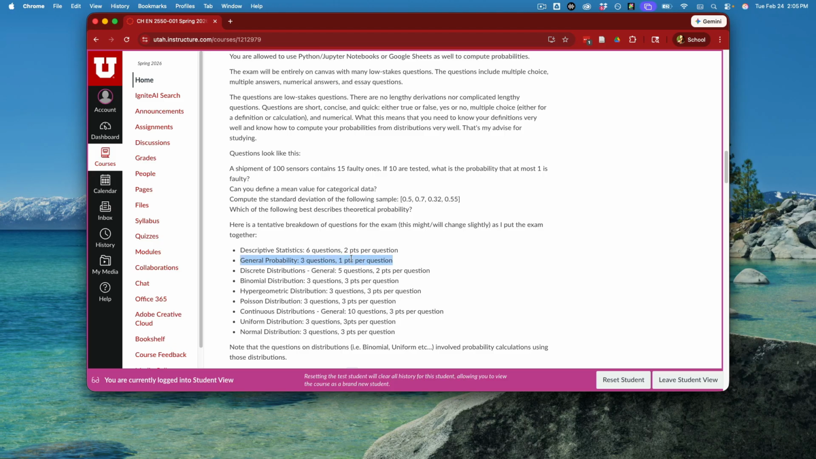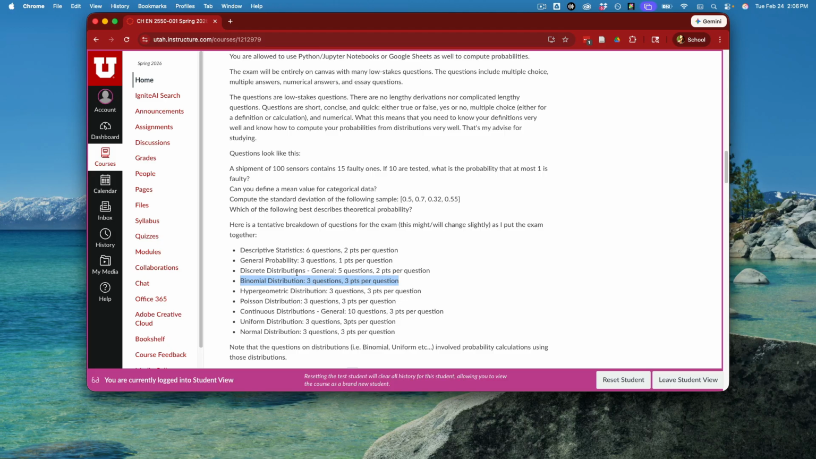I don't think so, but discrete distributions, general discrete distributions, 5 questions. Binomial distribution, 3 questions. So those are numerical questions. Look at where most of the points are: 3 points per question on binomial, hypergeometric, Poisson, so 9 questions. Uniform and normal distributions, also 6 questions and 3 points per question. So those are where you're going to do calculations like probability, CDF, PMF, etc.